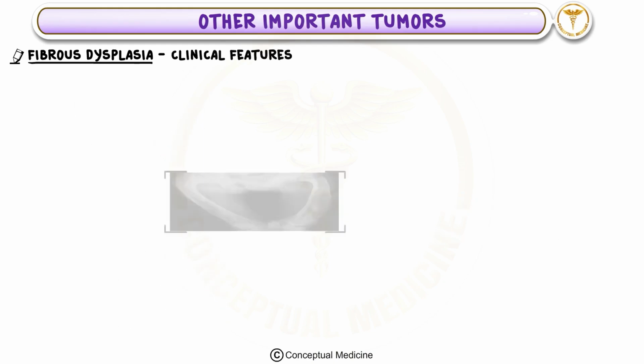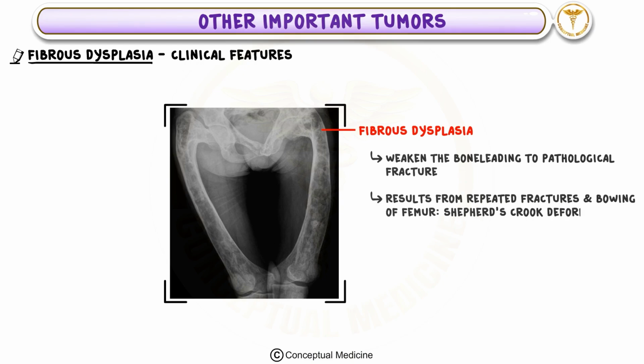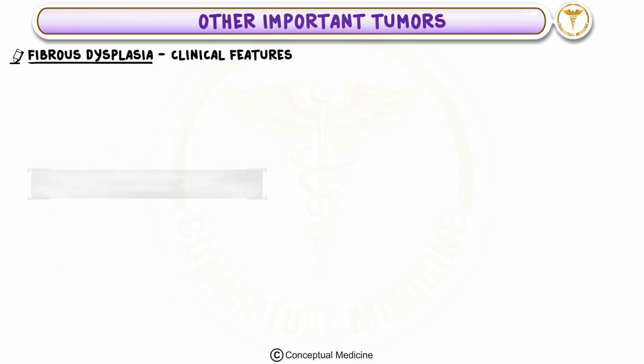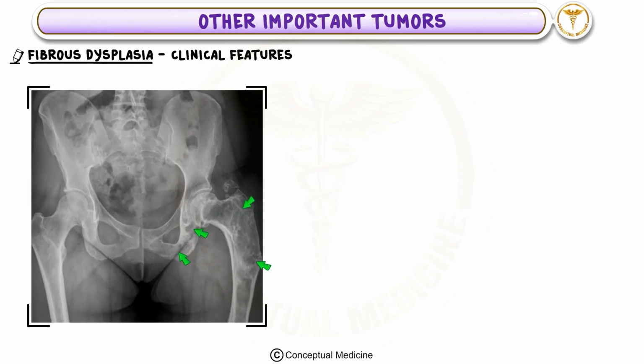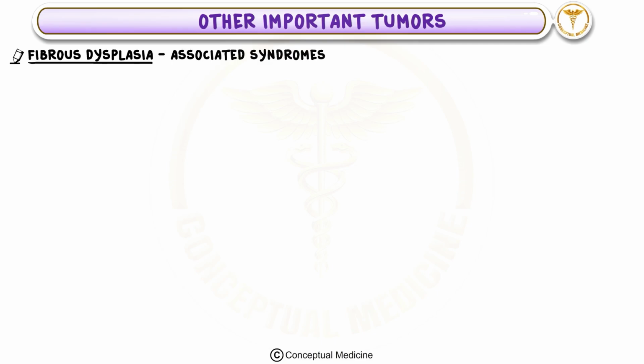Clinical features. Fibrous dysplasia can weaken the bone, sometimes leading to a pathological fracture. One classic deformity that results from repeated fractures and bowing of the femur is a shepherd's crook deformity. Fibrous dysplasia can also involve multiple bones, and in such cases, we call it polyostotic fibrous dysplasia, which simply means multiple bones are affected. Associated syndromes.